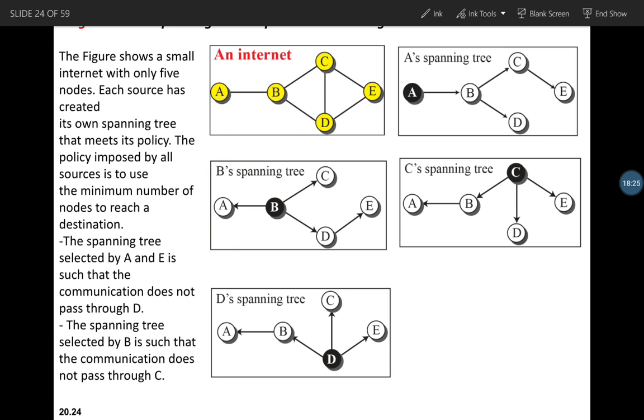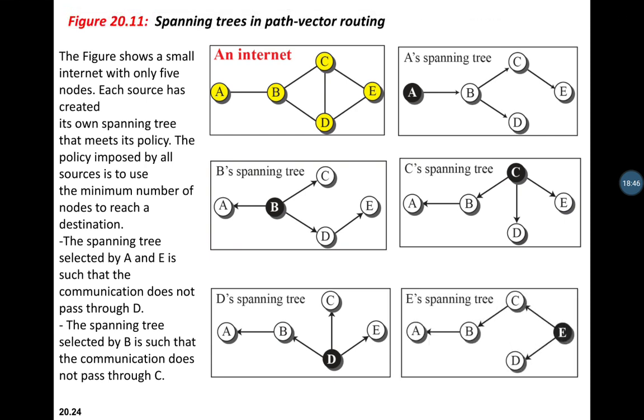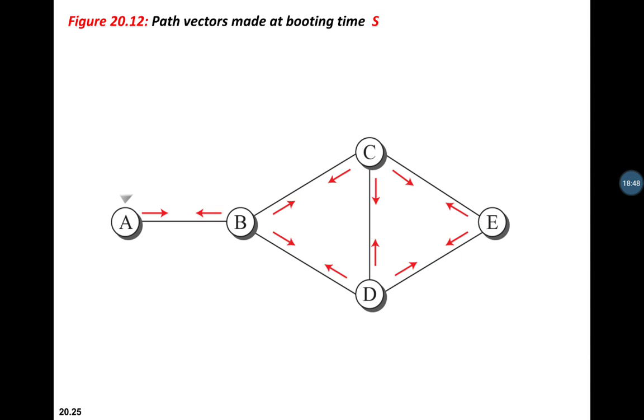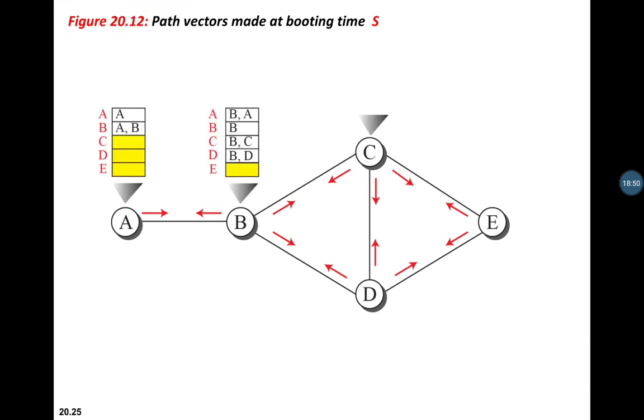The policy can be like the minimum number of nodes to reach a destination, or it can be like the communication should not pass through this router, something like that. Now if there are 5 nodes here, in a spanning tree, it tells us the communication does not pass through D. All those are considered to be the policies. Once a spanning tree is constructed, after that the path vectors are written here.